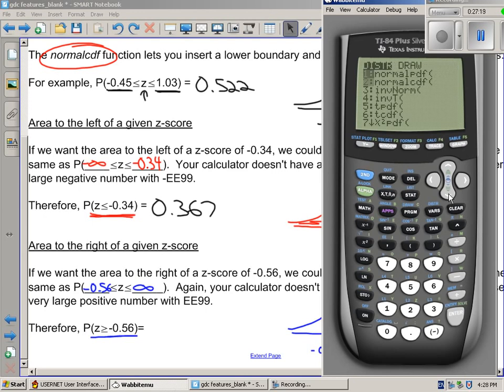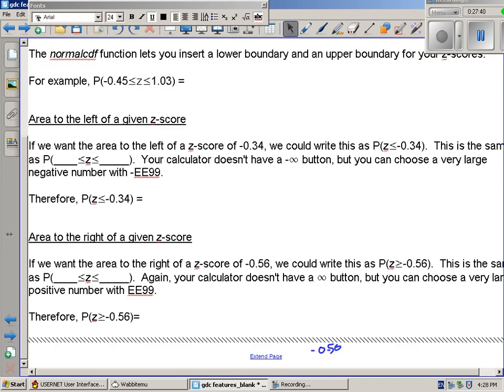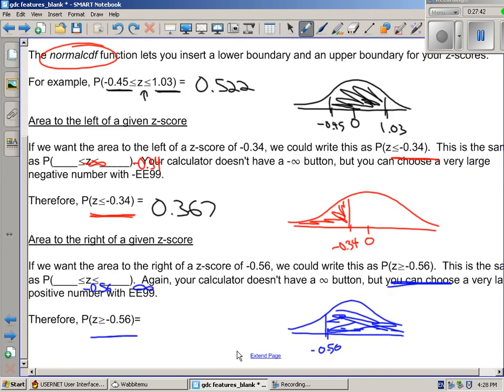Second vars, normal CDF. Our lower boundary now is negative 0.56. Our upper boundary is positive infinity, which I'm going to approximate with something pretty big. Again, mean 0, standard deviation is 1 because it's a standard normal curve. And we get 0.712, which is more than half the area, as expected.